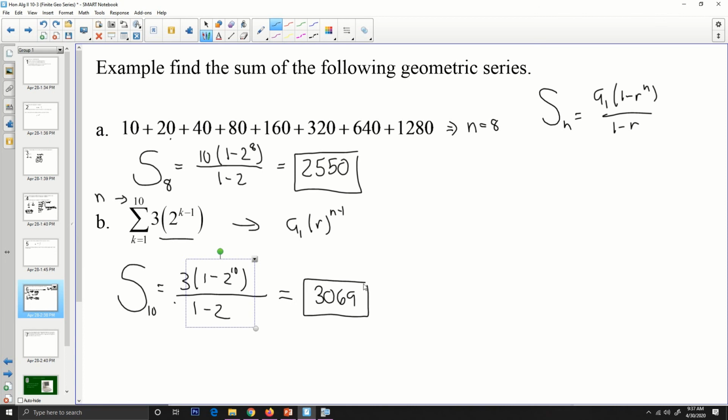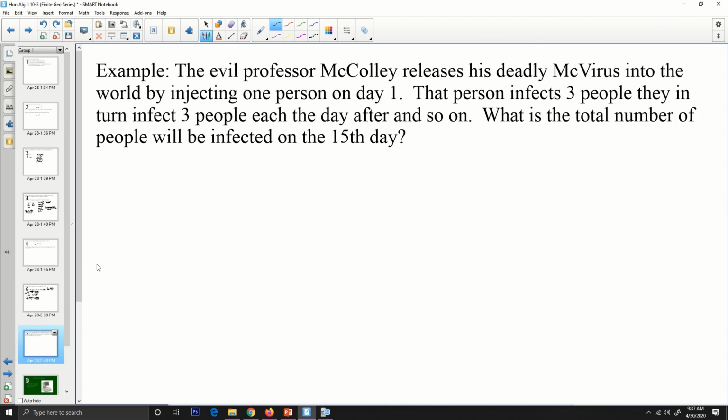All right, let's talk about an application problem. The evil Professor McCulley releases his deadly McVirus into the world by infecting one person on day 1. That person infects 3 people, and they in turn infect 3 people each day after, and so on and so on. What is the total number of people infected on the 15th day?